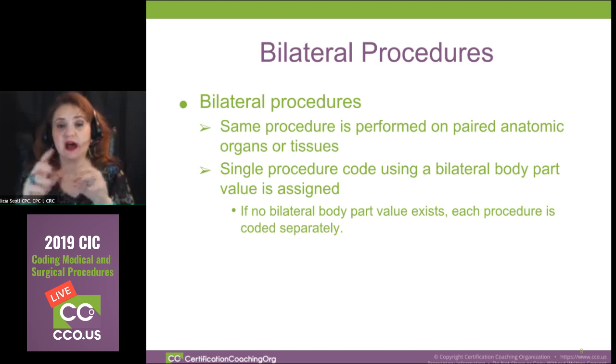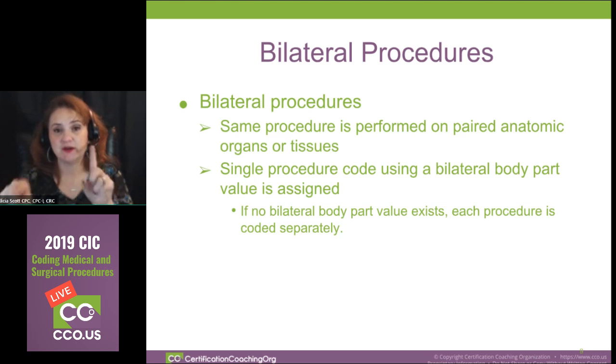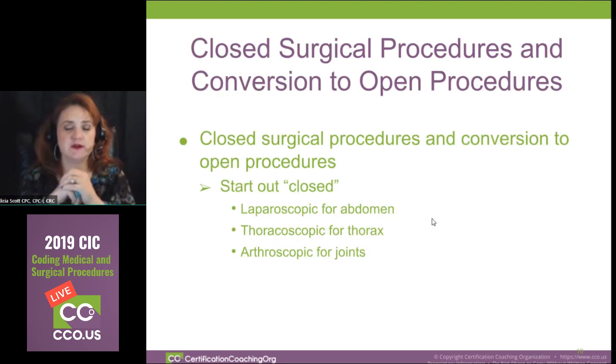We need to think not just outside the body, but of organs and tissues inside the body as well. If we do a single procedure on a body part that has laterality, we have to ask ourselves: if we don't have a bilateral body part, then we can easily code that procedure, but we may have to code each procedure separately if there isn't a bilateral code involved there.